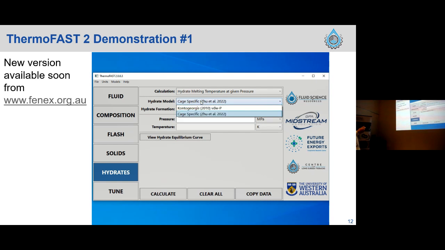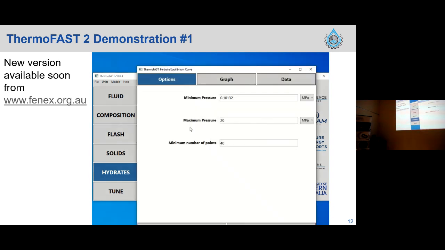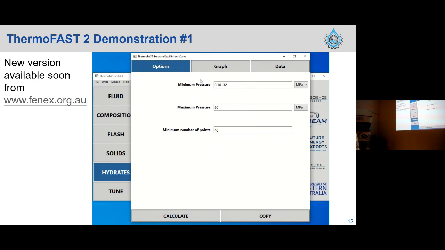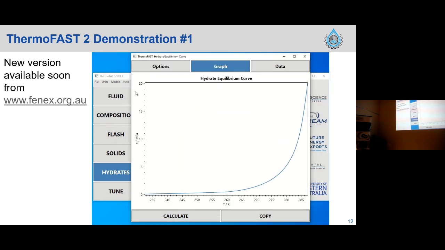And so we also have our old iteration of the model here that we presented on previously, and then we can plot the hydrate equilibrium curve, and we can copy the data for use elsewhere. We can copy the graph as shown.